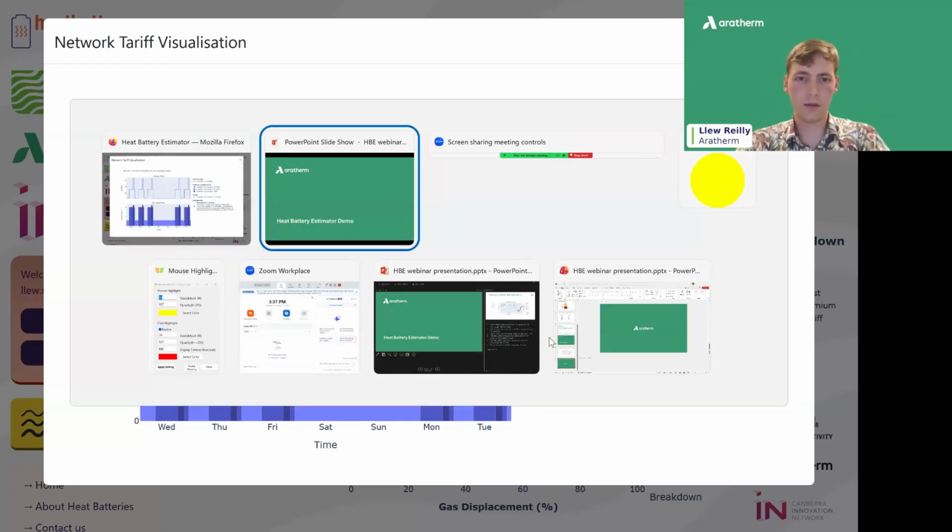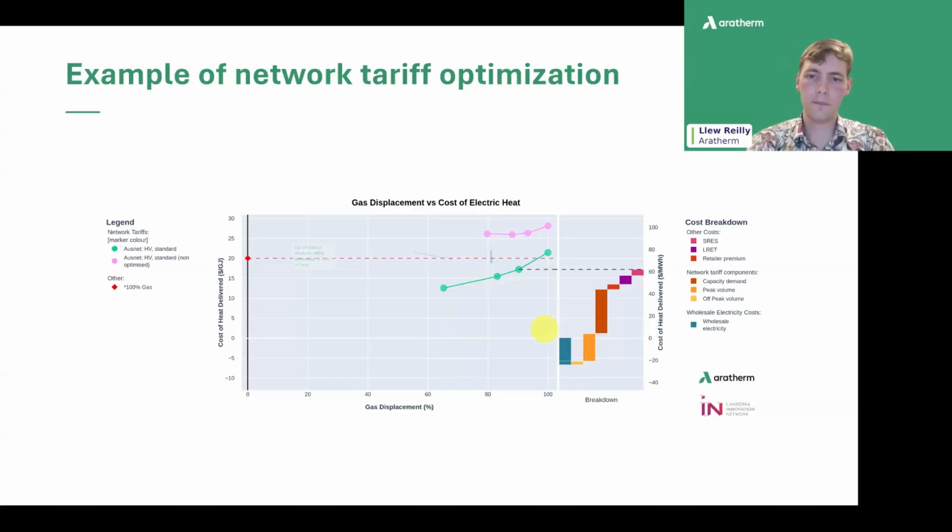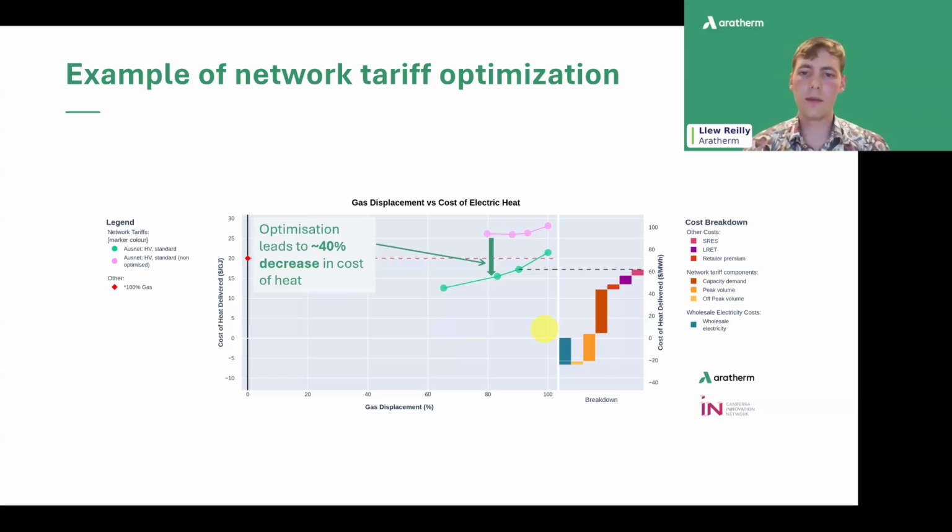So I will switch back to the slides. So here in pink, you can see a non-optimized version of an example tariff, AusNet tariff. And you can see this is the non-optimized version, and in the green is the optimized version. So you can see that by doing that demand charge optimization, it's about a 40% decrease in the cost of heat, with an even bigger decrease in the cost of those demand charges.